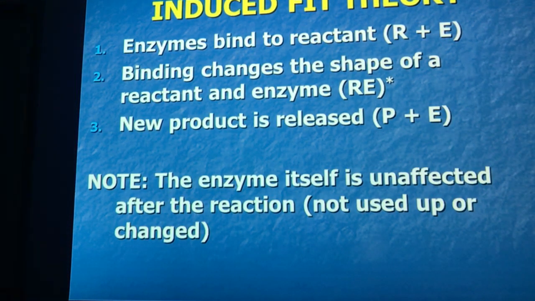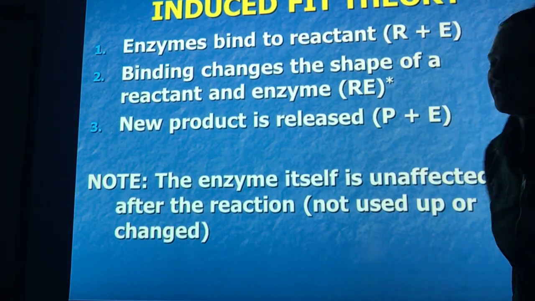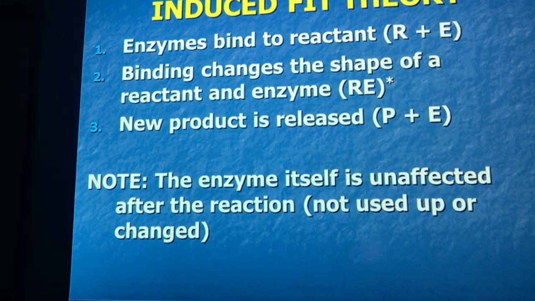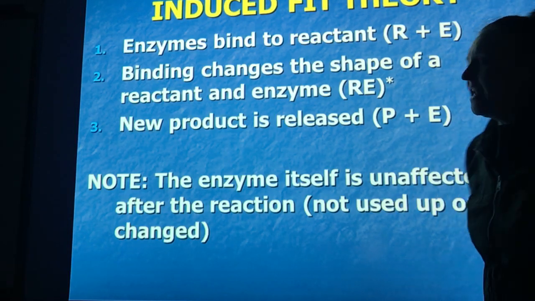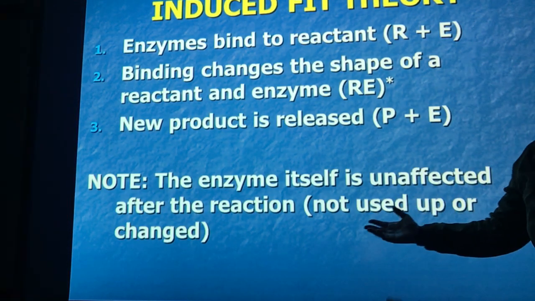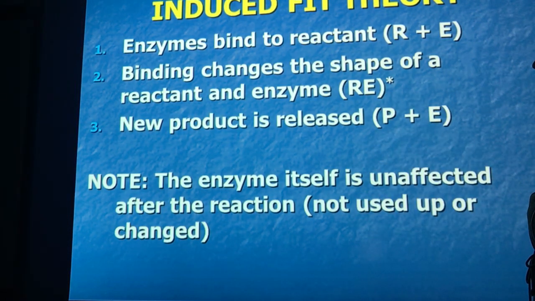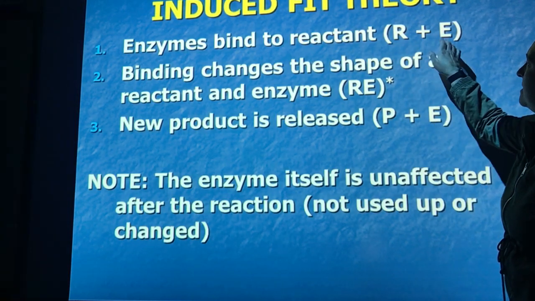So there's different ways. How do they react? It keeps changing. I think the latest one is the induced fit theory. There used to be something called the lock and key. Now we do the induced fit theory. So it's 3 steps. So step 1, the enzymes bind to the reactant. R for reactant, E for enzymes.